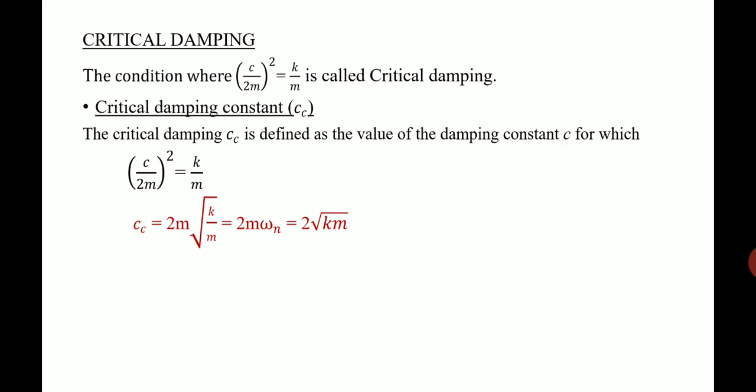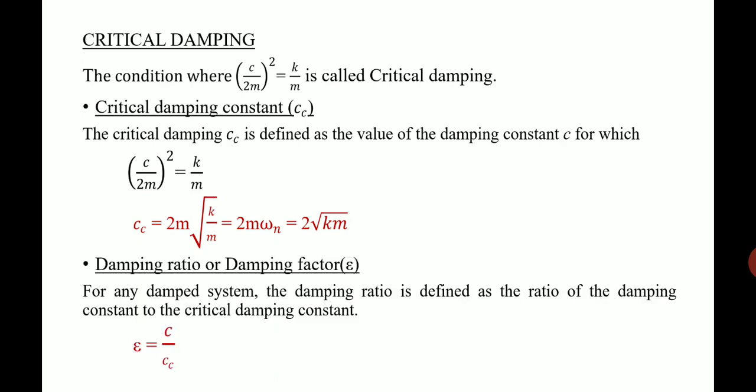There is one more way we can do this. Mass m can be multiplied inside the root. So it becomes 2 into root of km. So there are three different equations by which you can represent the critical damping constant. This is going to be useful when you are going to do problems.